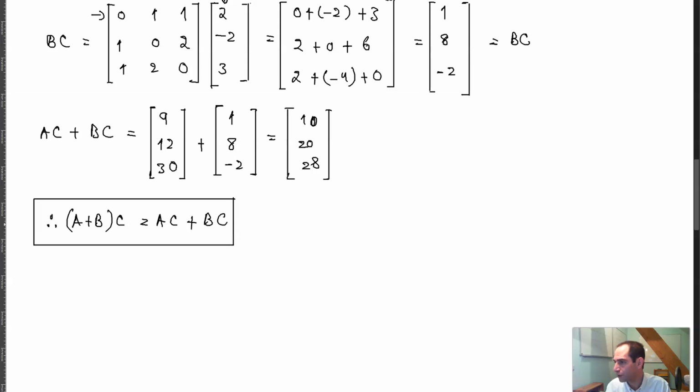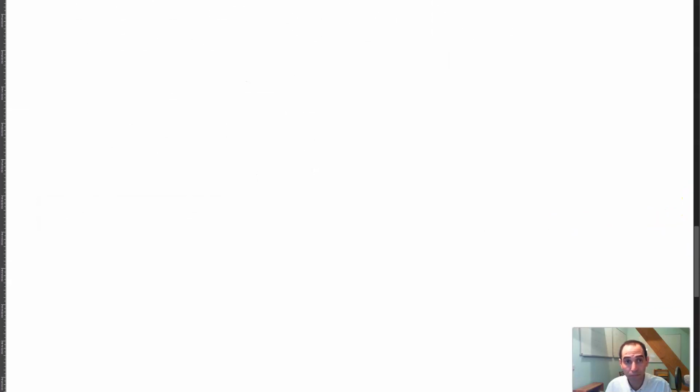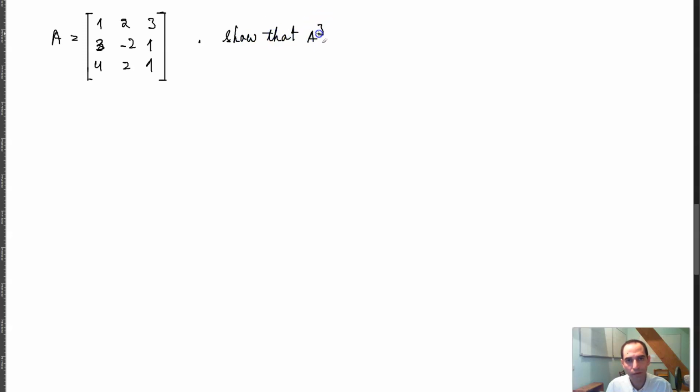Now the next example that we have here is example number 18. If A is equal to a 3 by 3 matrix of 1, 2, 3, 3, negative 2, 1, and 4, 2, 1, you want to show that A cubed minus 23A minus 40I is equal to 0. Not 0, but O actually. There is no 0 in matrices actually. That's O, which is the zero matrix, of course.